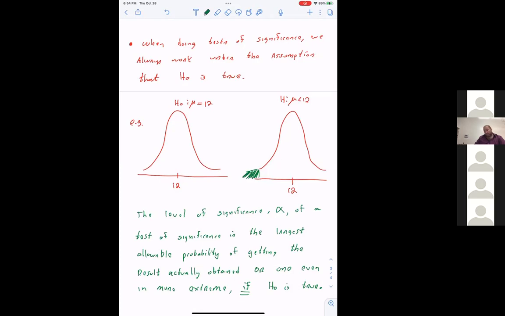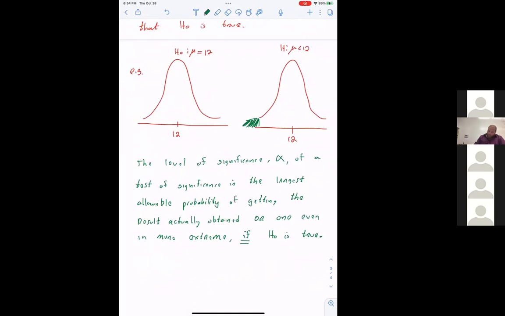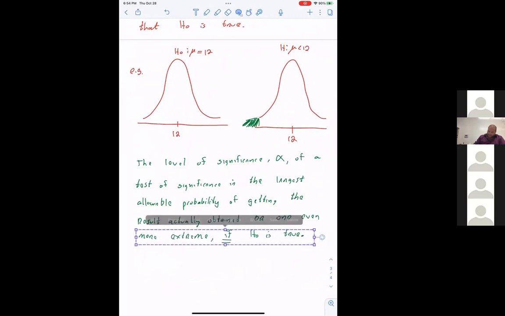Wait, Professor, what's the word before extreme? More. Oh, more extreme. Okay, thank you. So the level of significance alpha of a test of significance is the largest allowable probability of getting the result actually obtained, or one even more extreme, if H naught is true. And what I mean by that is as follows.